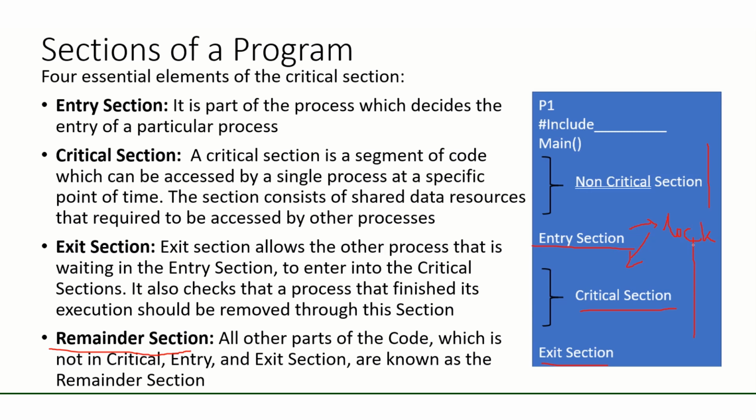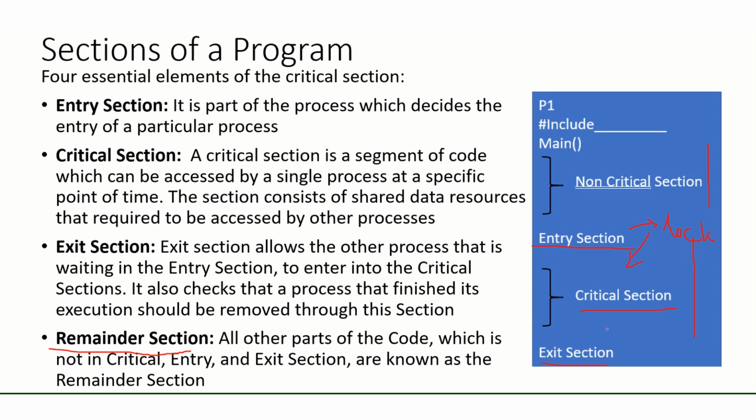After the completion of execution of the entry section, the process can enter the critical section. A critical section is a segment of code which can be accessed by a single process at a specific point of time. If the entry section allows one process to enter the critical section, then it will not allow other processes to enter. Means in the critical section only one single process can be executed. Other processes waiting to execute their critical section need to wait until the current process completes its execution. If we don't follow this, a race condition will occur, and due to that we may get wrong results.